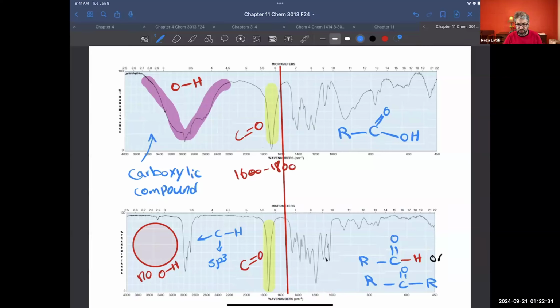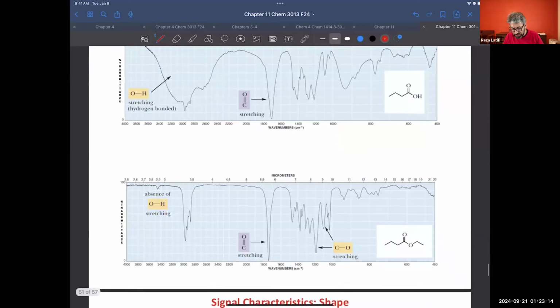I don't see a peak around 3100, which is for hydrogen attached to a carbon with sp2 hybridization. I don't see that CH vibration here, so I'm going to say that cannot be the correct answer, and this might be the correct answer. So the second one will be a ketone, while the first one can be a carboxylic acid. And the correct answer for them, here you go.